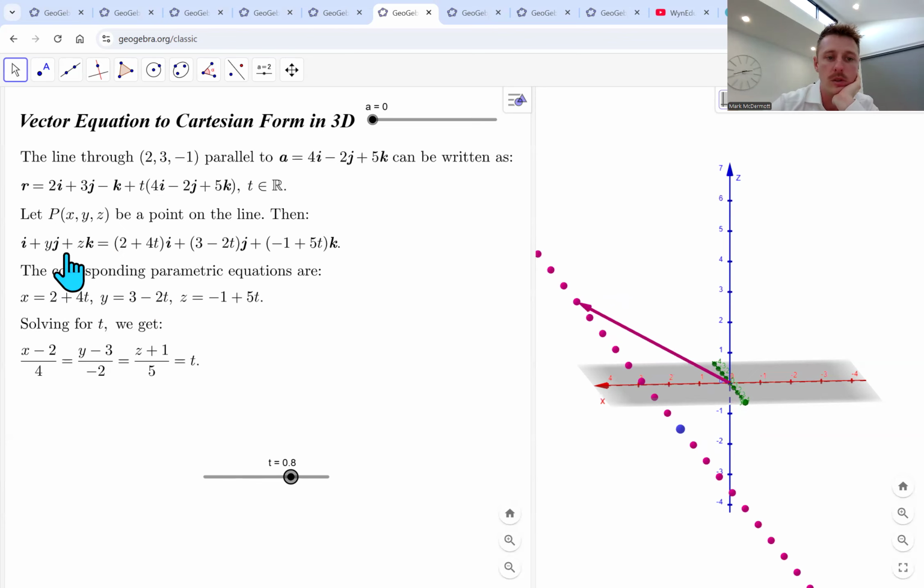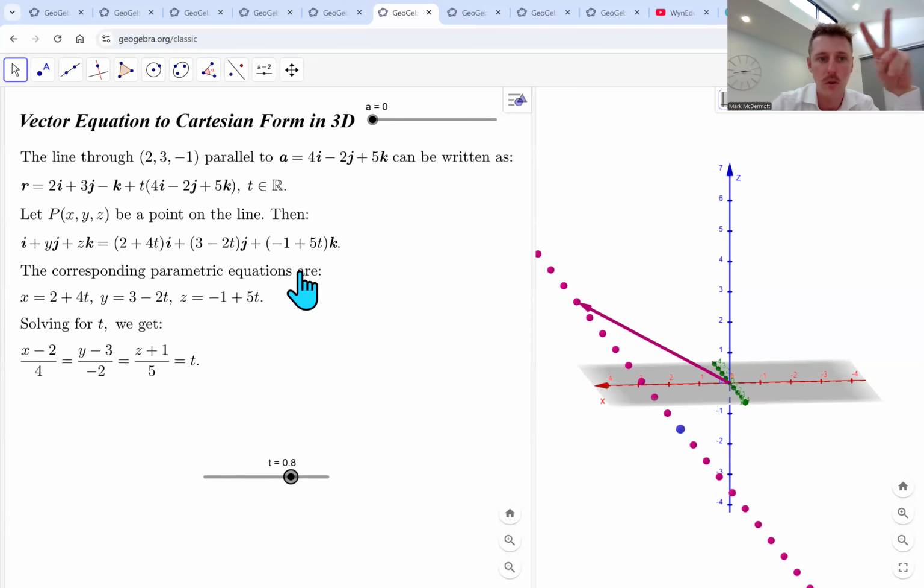Now what we want to do is see if there are other ways we can describe it. We can describe it using the parametric form. What that would be is, again, we rearrange this, expand the t in, collect the i's, the j's, and the k's, and take them out as factors, then set the x component equal to the coefficient of i, the y component equal to the coefficient of j, and z equal to the coefficient of k. This is what we call the corresponding parametric equation: x equals 2 plus 4t, y equals 3 minus 2t, and z equals negative 1 plus 5t.